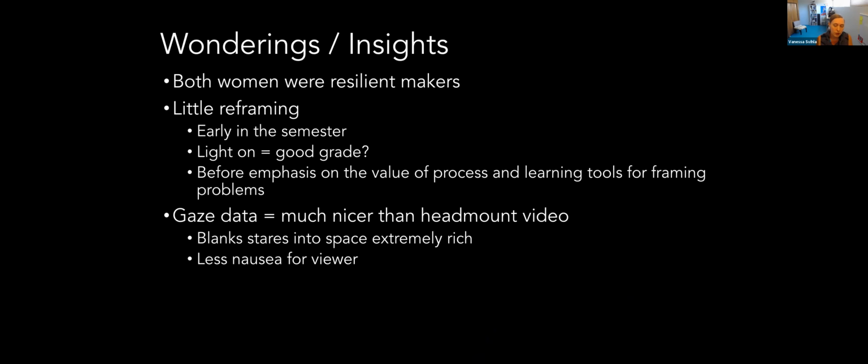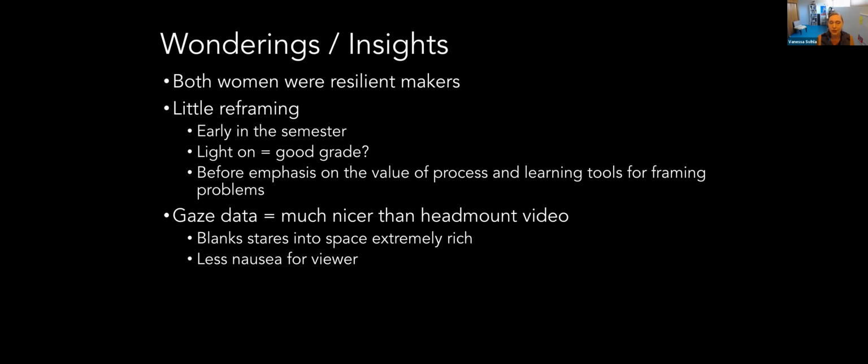But in this process, it revealed her willingness to persist in a task that was rather obscure to her. So as we look at these two women working through these kind of funny materials that were just fairly new to them, we see that both women were resilient makers. They did little reframing. This was a very early activity in the semester. So we really wonder if they felt this sense of, in order to get a good grade, I have to get the light to go on or have it work, which absolutely wasn't the case.